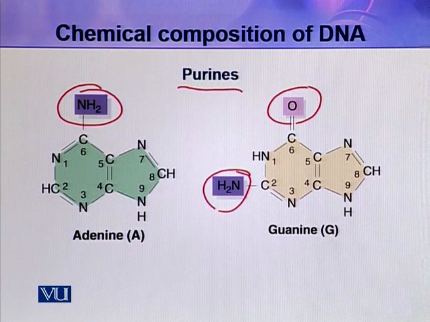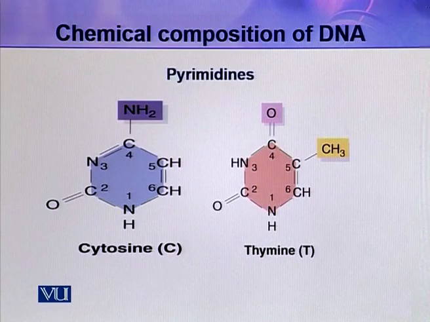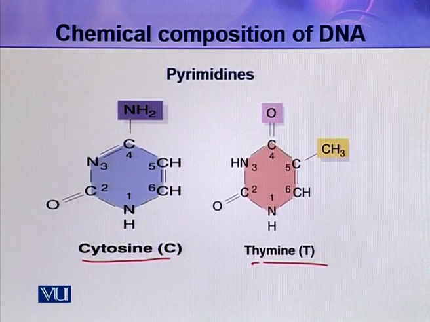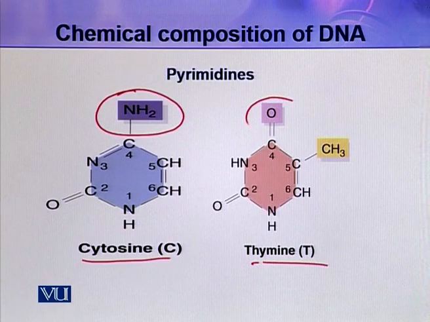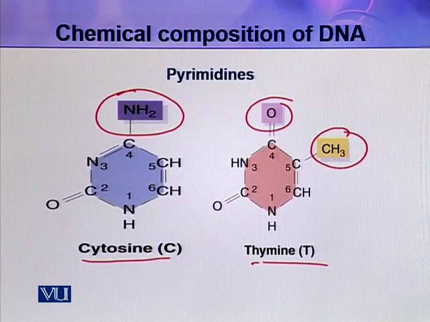So next 2 are pyrimidines, and these are cytosine and thymine. Again, these 2 are slightly different from each other. For example, difference is here and here. So these 2 are derivatives of pyrimidines.